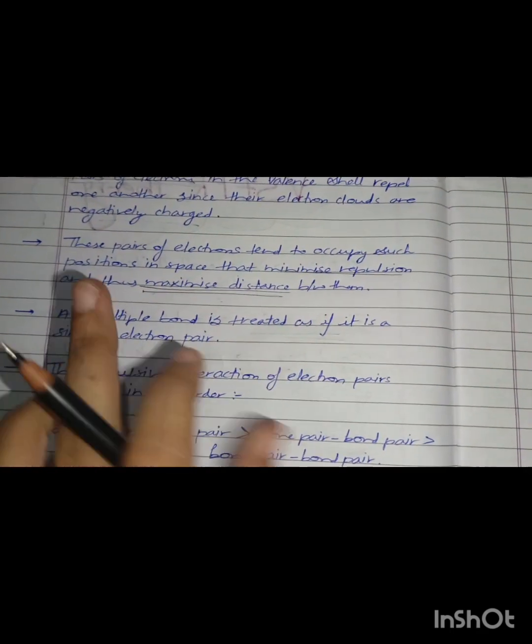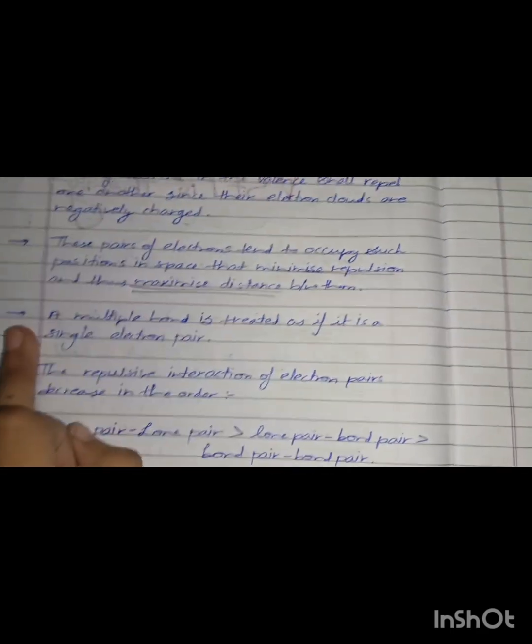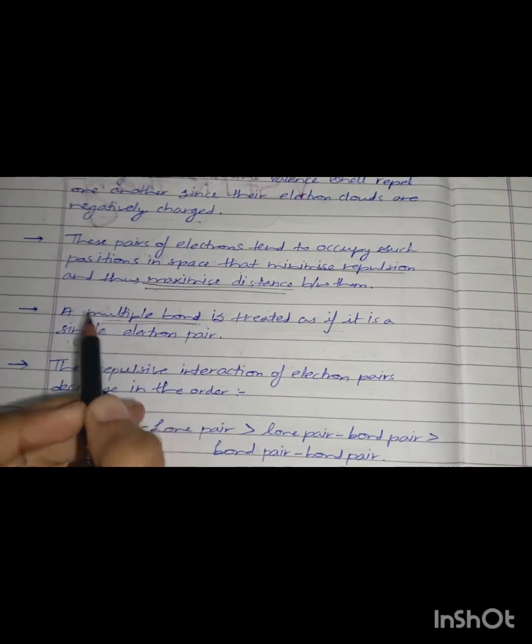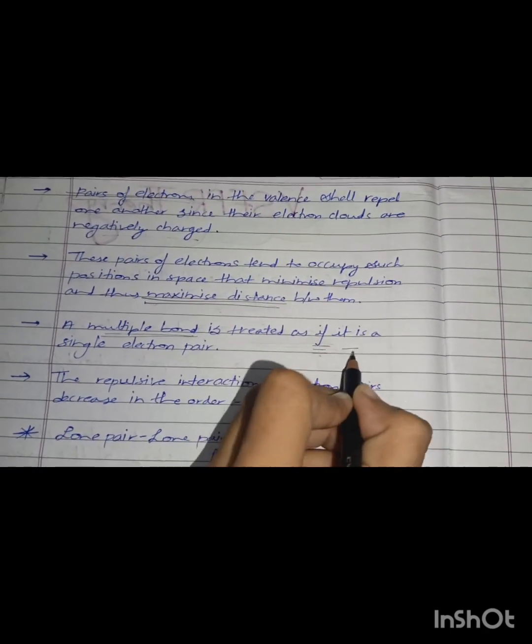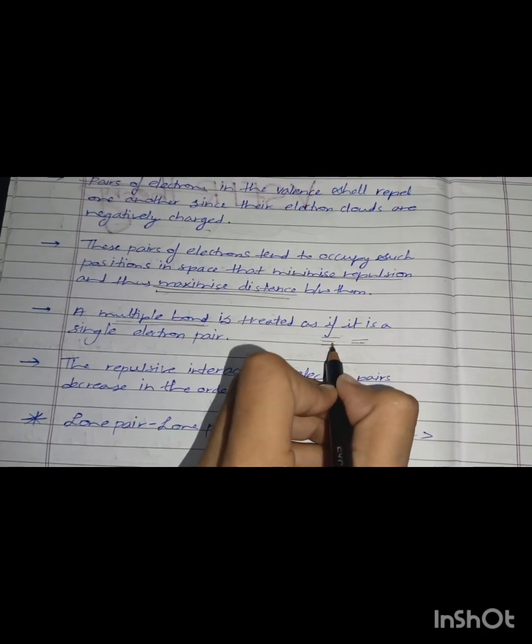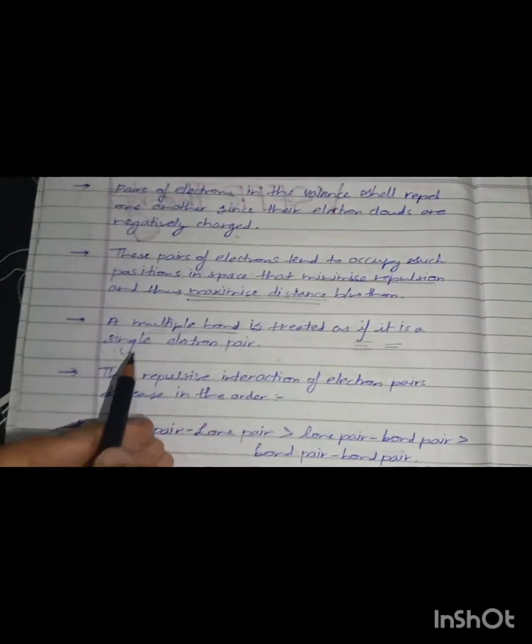Then after, there is a point that multiple bonds, we know that there are triple bonds and double bonds. These bonds will be considered as a single electron pair, right?